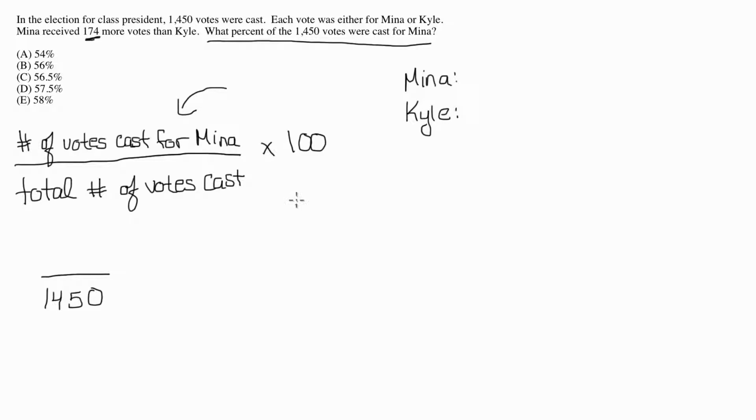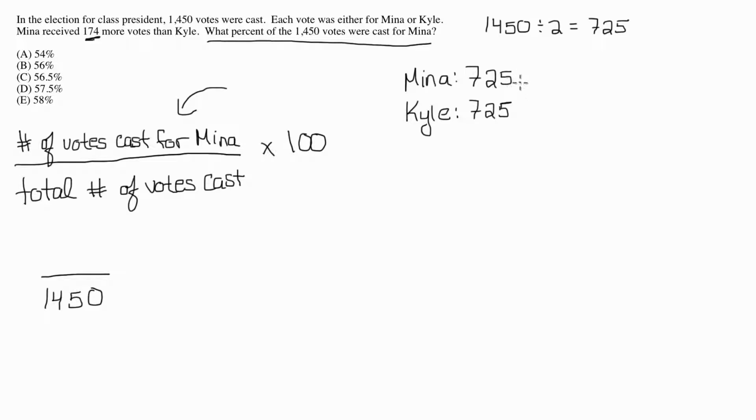If we have a total of 1,450 votes, watch this. What if we divide that number by 2? That's going to be 725. So let's use that as our starting point. Mina has 725 votes and Kyle has 725 votes. Obviously, that's not the case, because then it would be a tie and it would be 50%. So clearly, Mina has more, 174 more.